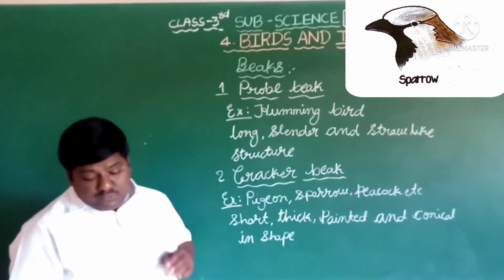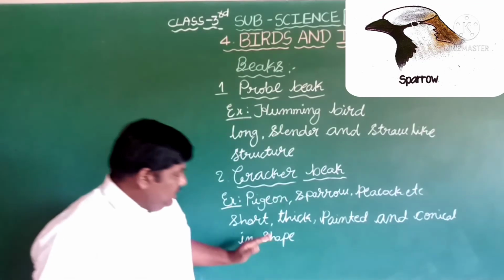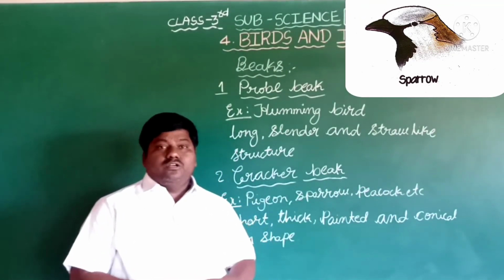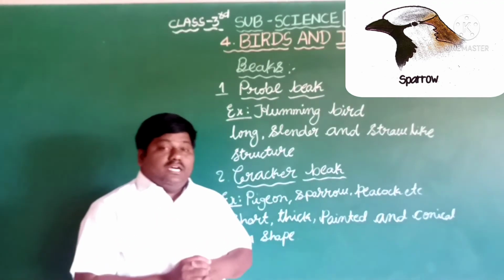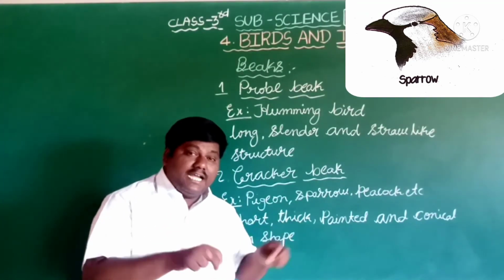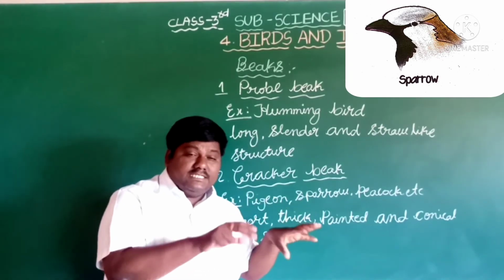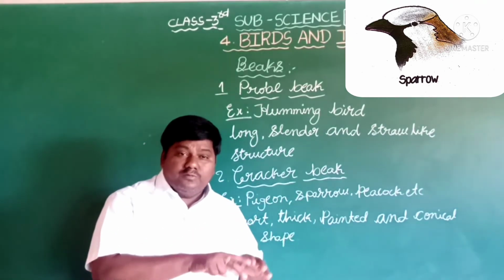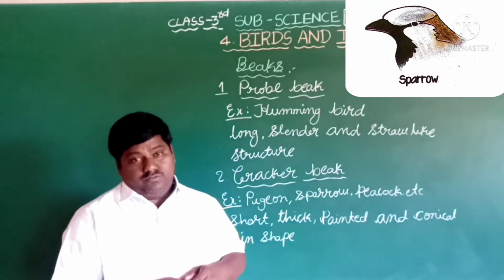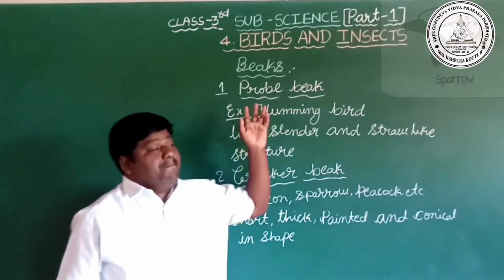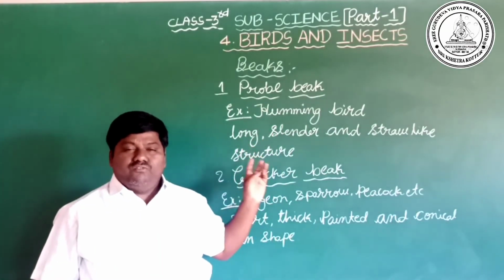And what is the use of this beak to pigeon, sparrow and peacock? Okay, they are searching for insects in the ground. They are catching the insects, small worms in the ground. Okay, dear children, this is about the beaks and types of beaks.